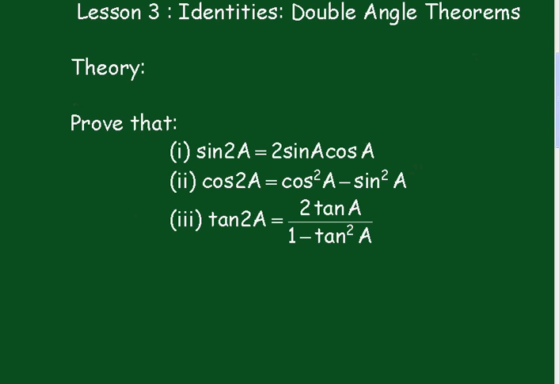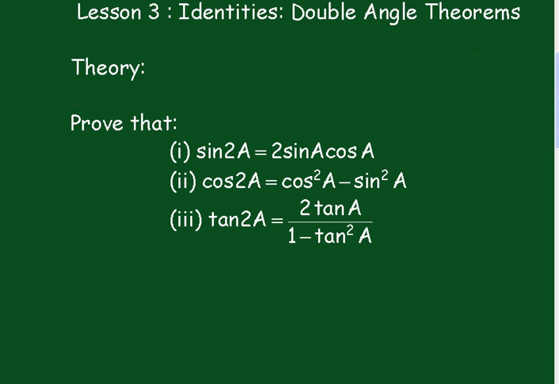Lesson 3, Identities, Double Angle Theorems. Theory. In this lesson we have to prove that sine 2A equals 2 sine A cos A, cos 2A equals cos squared A minus sine squared A, and tan 2A equals 2 tan A over 1 minus tan squared A. Now we'll use that theorem we got from the previous lesson.